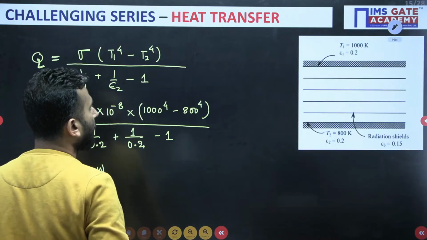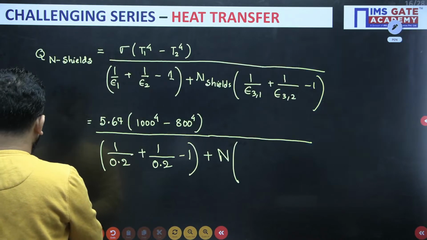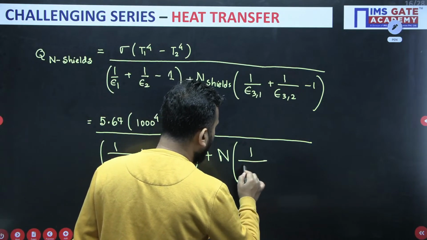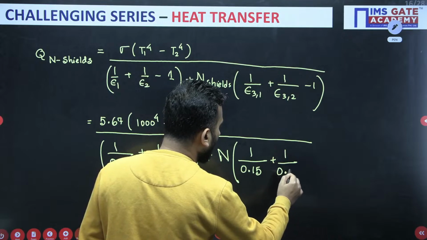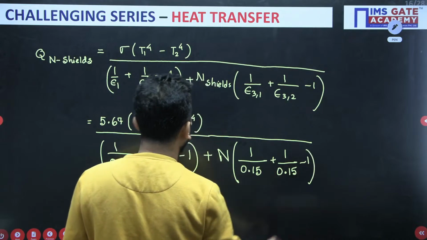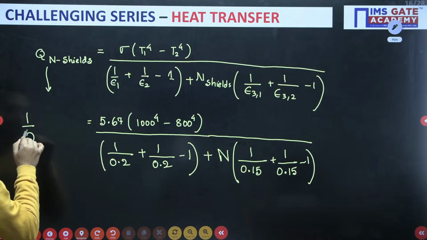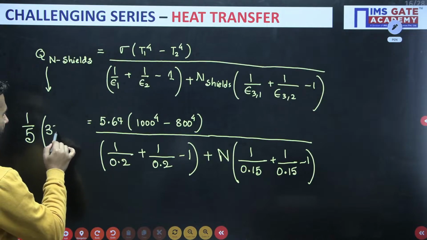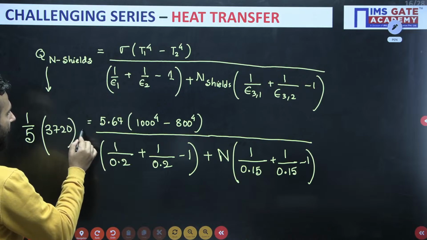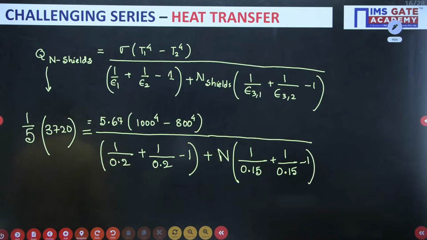Now the emissivity of the shield is given to be 0.15. And he has given that the heat transfer is to be reduced to 1/5 of the original. So what is the original? 3720. 3720 is the original. And from here we have to find the value of N.